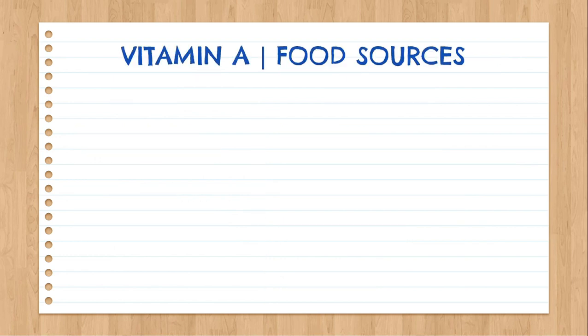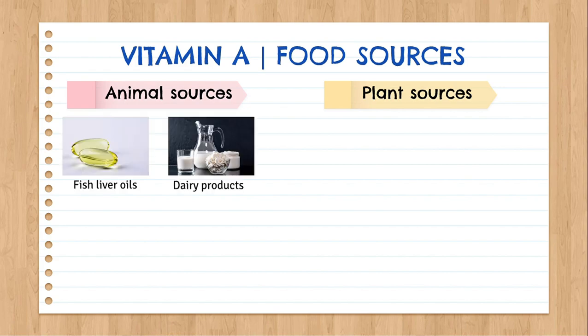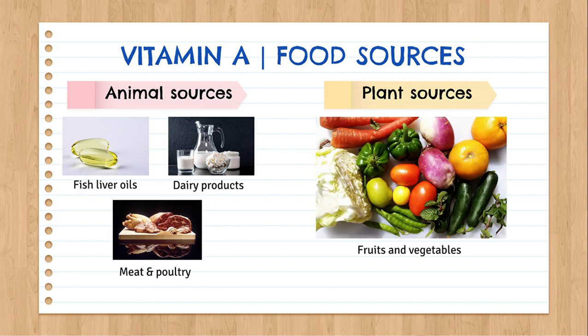Now, let's see the foods which are rich in vitamin A. We can get vitamin A in both animal sources and plant sources. The best animal sources for vitamin A are fish liver oils, dairy products, meats, and poultry. We can also get vitamin A from fruits and vegetables such as carrot, apricot, spinach, and kale. Normally the animal sources give us preformed vitamin A while plant sources give us provitamin A. The most common provitamin A is beta-carotene. Every molecule of beta-carotene can yield 2 molecules of vitamin A.